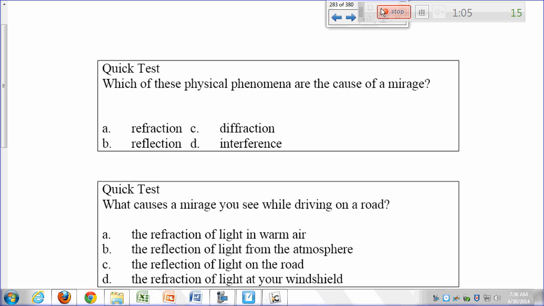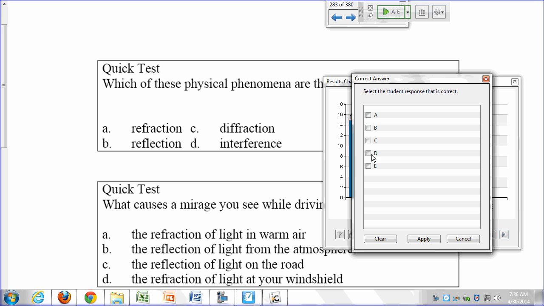Alright, just a few more seconds. 110, I'll stop. Is that everybody? 710? That looks like everybody. Alright, very good.